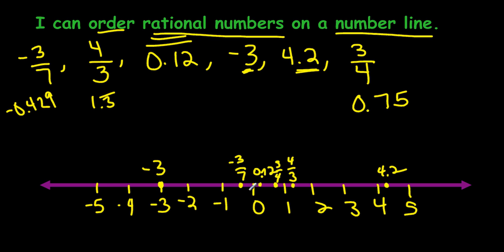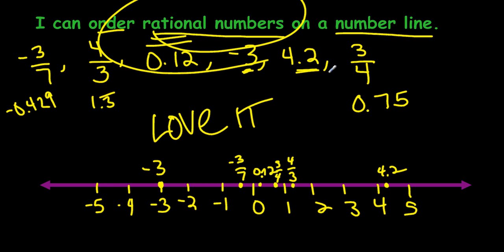-3, -3/7, 12/100, 3/4, 4/3, and 4 2/10, from least to greatest. Love it! Super awesome ordering of rational numbers.